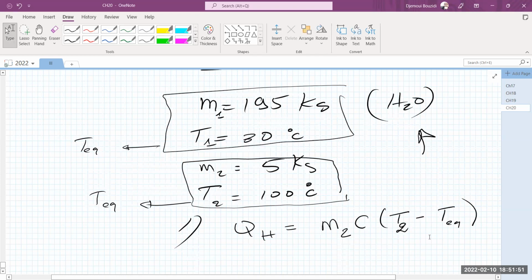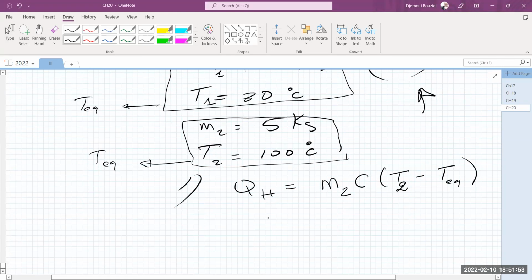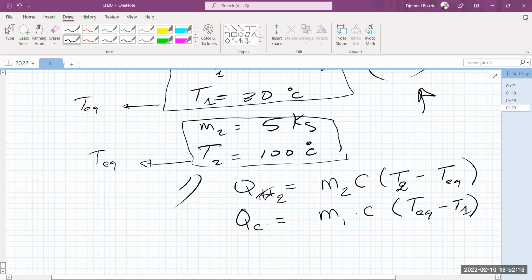This must be equal to the heat that was gained by the other one, namely QC, to warm it up. And that was M1 times C times the final temperature, which is higher than the initial temperature. So this warms up and takes its temperature from T1 to T equilibrium. I'm using this QC and QH. This is not an engine. I should have really called them Q2 and Q1, okay, so that we don't get confused with the engine. There is no engine in here. Just basically, you have two mixtures that you mix together.